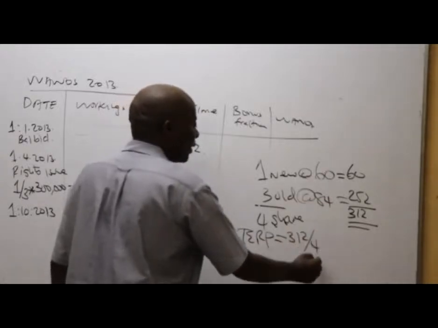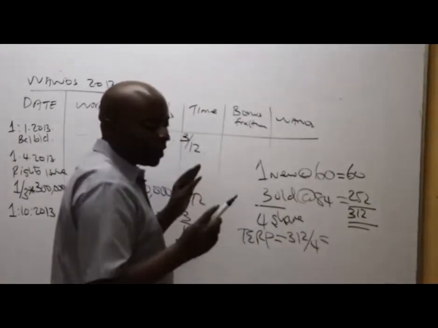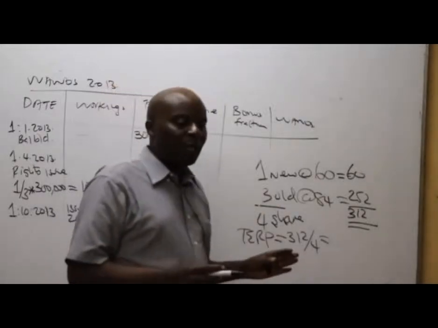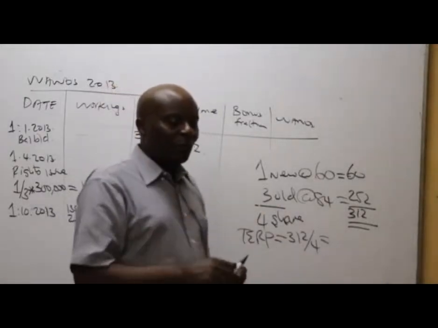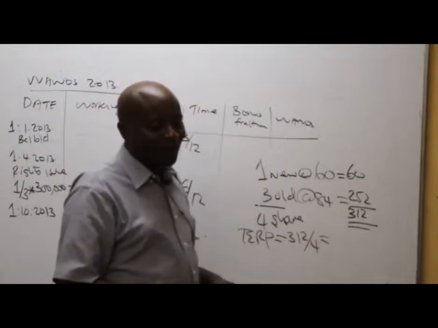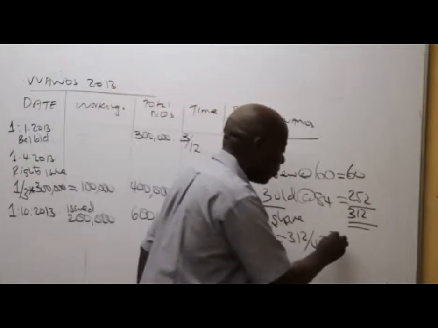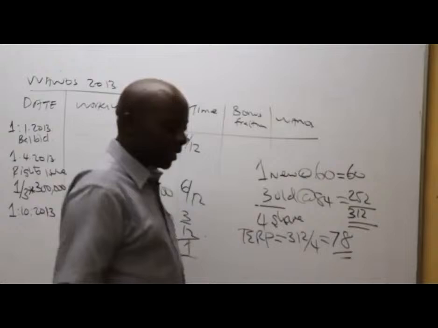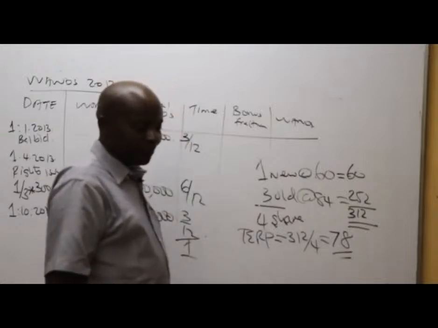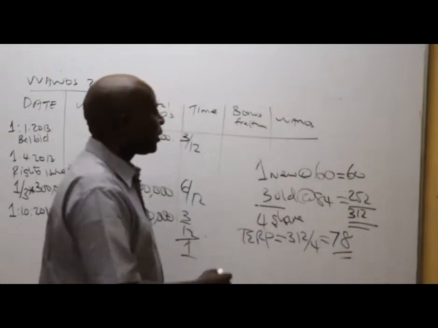312 over 4. Ladies and gentlemen, you may not have gotten anything from this mwalimu, but I so strongly believe that at least umeshika formula ya theoretical ex-rights price. Uendi nyumbani bure, uendi home bure. So this is 78 like that. Then what is the bonus fraction?